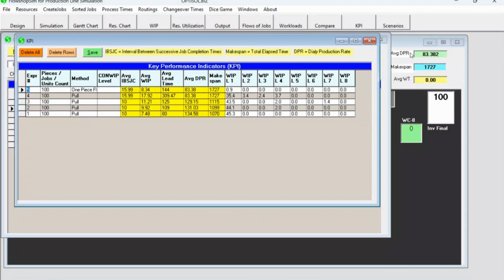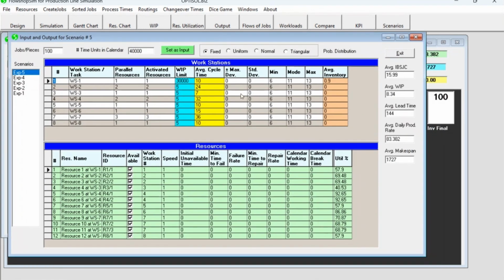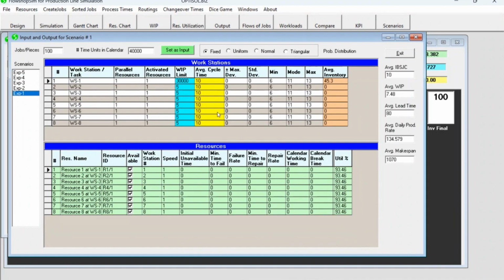So now let me show you, every experiment is recorded here. This you see, the simulation output summary. Each row corresponds to one of the experiments. We did so for 5 experiments, but you could also open this window to see both input and output for every experiment. For example, the first experiment, the inventory limit is 5, cycle time is 10 everywhere, and standard speed, and there is a resource utilization. These are the output of the simulation.